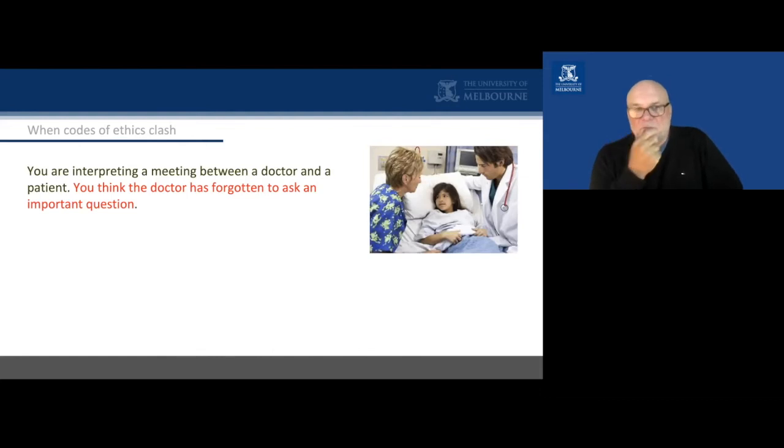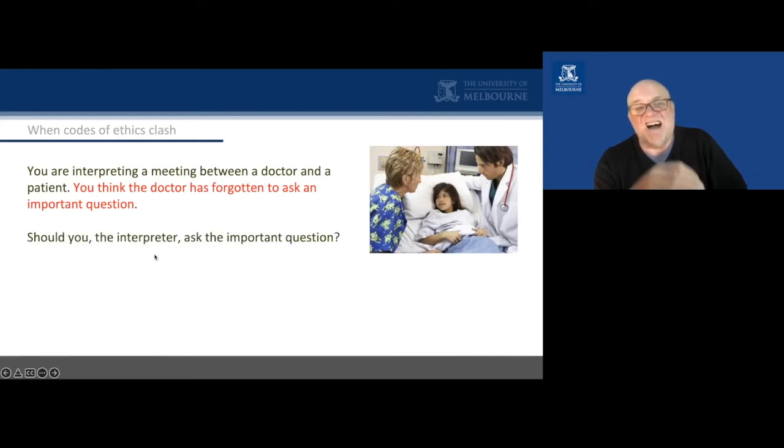Here are some scenarios where principles clash. For example, this is one that's actually on the NAATI website. You're interpreting between a doctor and a patient. You, the interpreter, think the doctor has forgotten to ask an important question because you know about this patient, you've been interpreting for them before, and the patient might die. So here you go, you the interpreter, should you ask that important question?